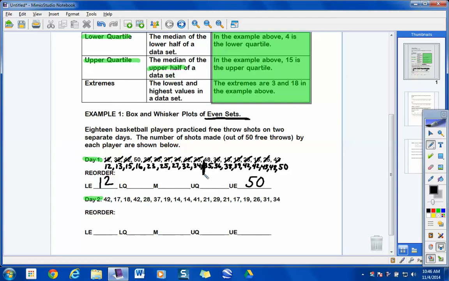What do you have to do to the 34 and the 35 if you need to generate a median in a data set? We've done this already. Add them up and divide by 2. Yeah, in an even data set, we can't just use 34 or 35. We've got to average them. So somebody average 34 and 35. What have you got?